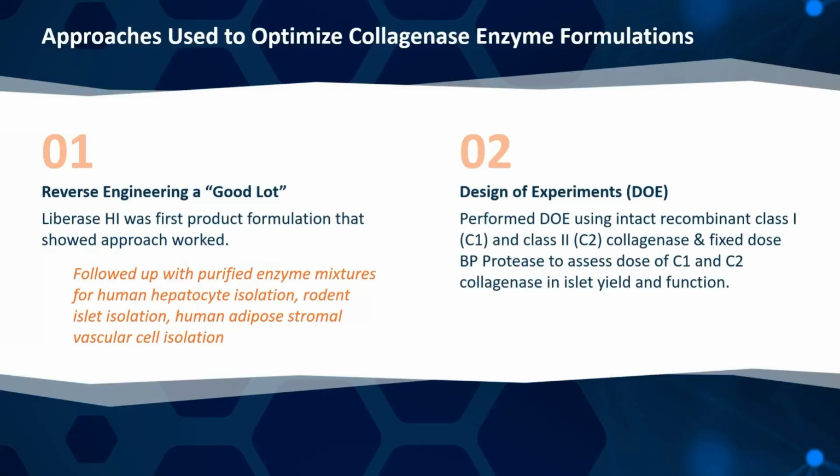We've also done this for rodent islets and for human adipose stromal vascular cell isolation, making purified enzyme mixtures for these applications. The second approach is to do a design of experiment. We did do this, and I'll share the results with you shortly, using intact recombinant class 1 and class 2 collagenase and a fixed dose of BP protease. The whole point of the DOE was to assess the effective dose of class 1 and class 2 collagenase on human islet yield and function.